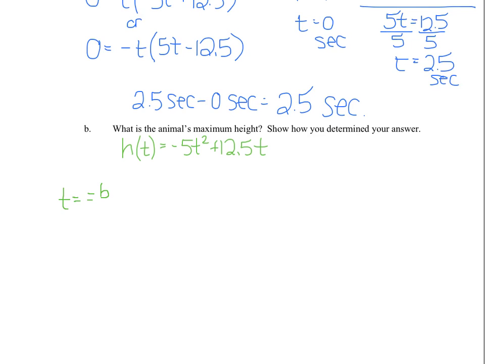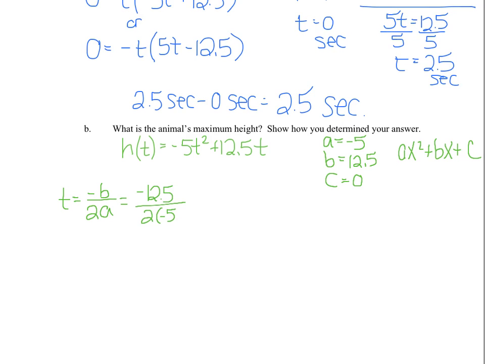T is going to equal negative b over 2a. Well, in this case, a is negative 5, b is 12.5, and c is 0. So that's my standard form of ax squared plus bx plus c. So negative b is going to be negative 12.5 divided by 2 times negative 5. Negative 12.5 divided by negative 10, and that's going to equal 1.25. So my vertex is going to be at 1.25 comma something.